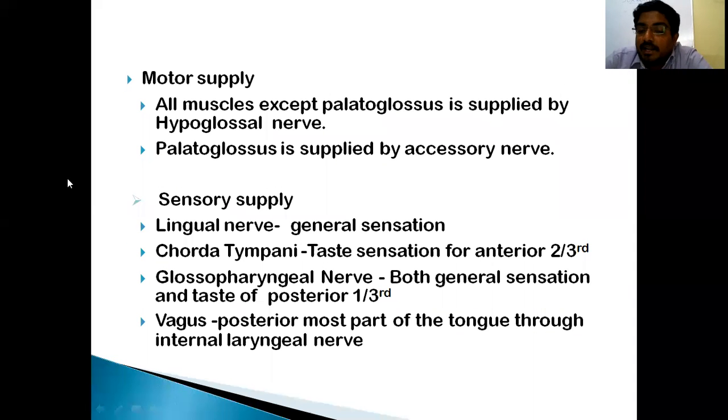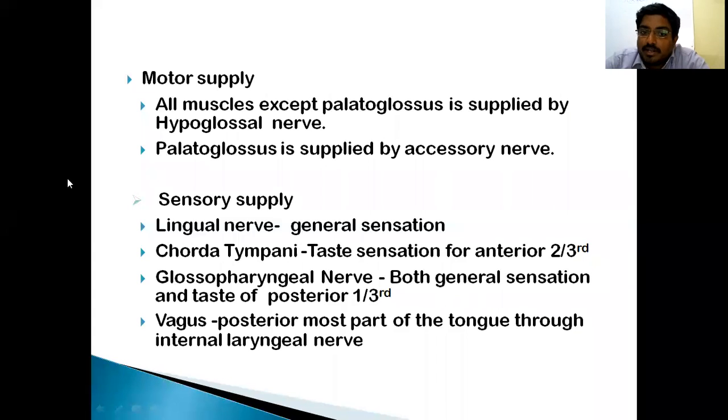Then the motor supply and sensory supply. All muscles except palatoglossus are supplied by the hypoglossal nerve. Palatoglossus is supplied by the accessory nerve. See, all muscles are supplied by the hypoglossal nerve except palatoglossus, which is supplied by the accessory nerve. This is called the motor supply. Then we will come to the sensory supply.